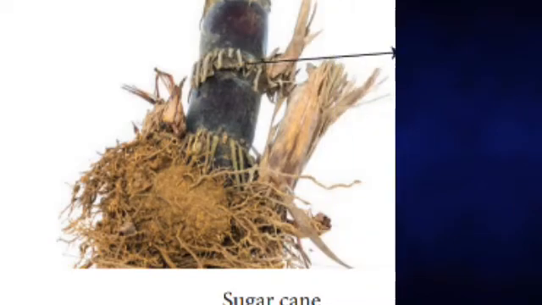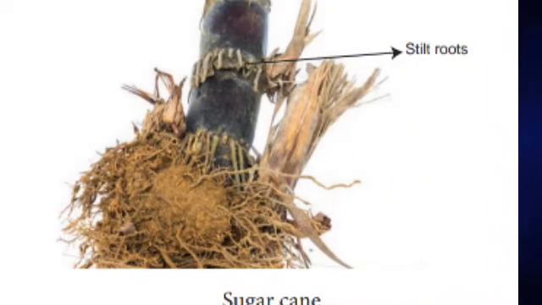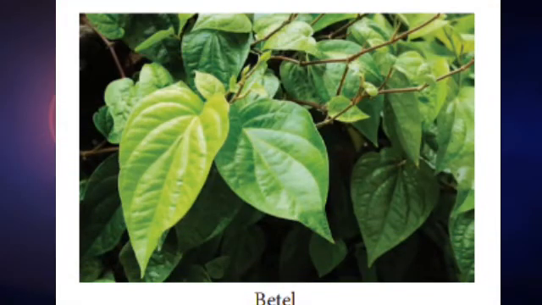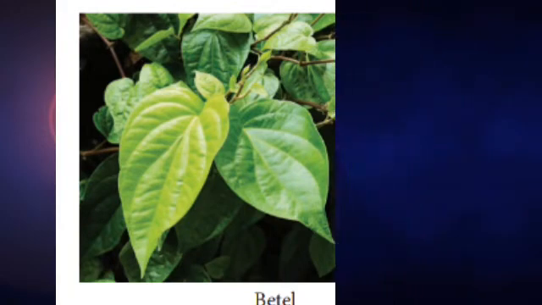Next, stilt roots. The supporting roots of sugarcane coming out of lower nodes of the stem are called stilt roots. Next, climbing roots. In betel and black pepper, nodes or internodes bear roots which help in climbing.